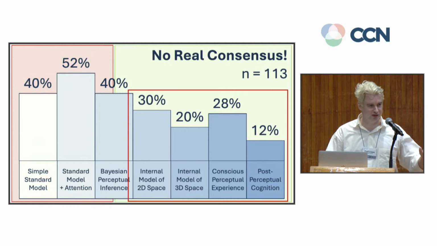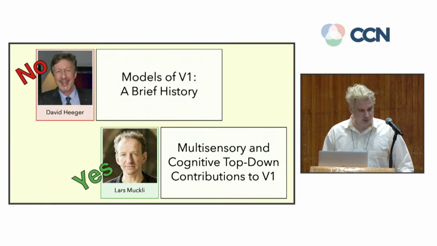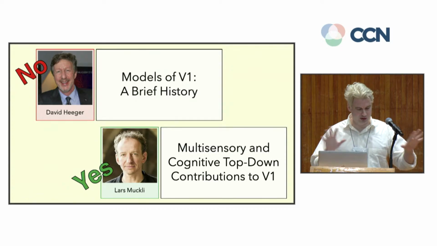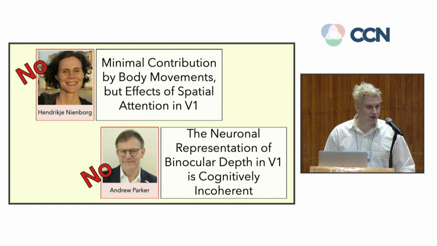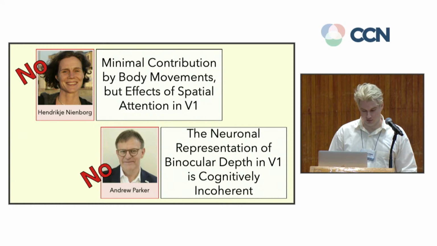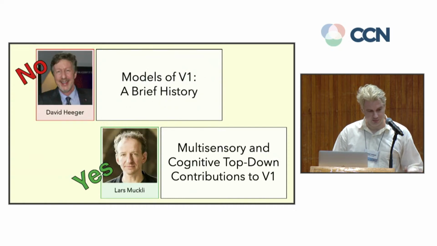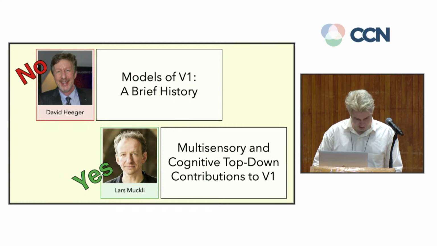And we're going to do it with 6 talks followed by a discussion. So we're going to start with David Heeger and Lars Muckley, setting the landscape for the no and yes camps. Then Henrike Nieborg and Andrew Parker are going to argue against the more cognitive interpretation of V1, followed by Li Xiaoping and Paolo Papale in favor of it. So without further ado, let's start by handing over to David Heeger from New York University, who's going to tell us about models of V1, a brief history. Thank you.